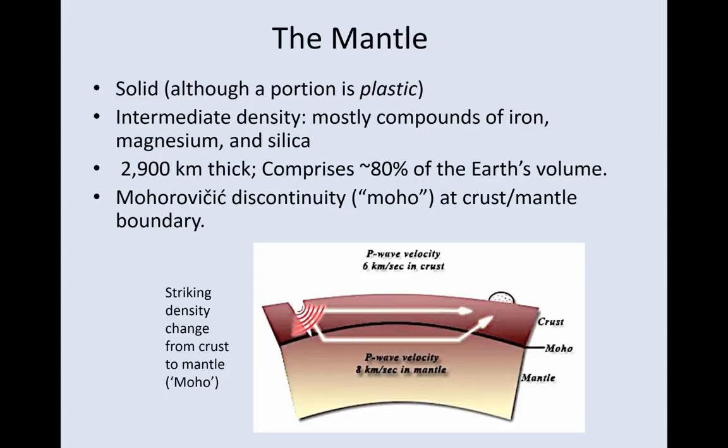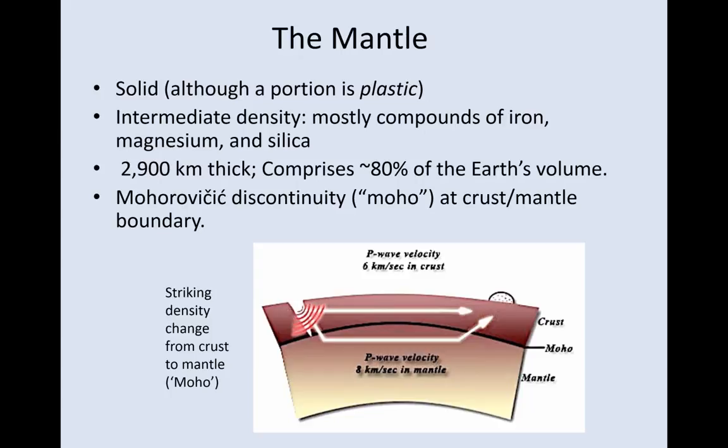Going somewhat outward, we could look at the mantle. And the mantle is solid, and it's intermediate density, largely compounds of iron and magnesium and silica. The mantle is about 2,900 kilometers thick, but because it's further out, the mantle actually comprises about 80% of the Earth's volume. And one important thing to note about the mantle is that it's plastic, or at least a portion of it is. You can think of it as being solid but still able to deform under higher pressures.